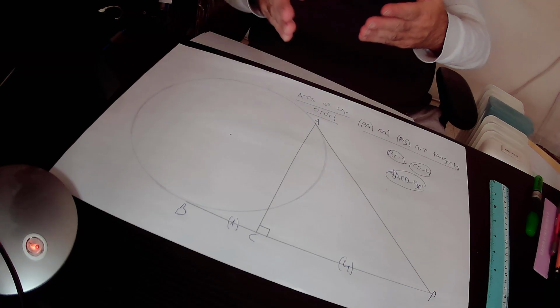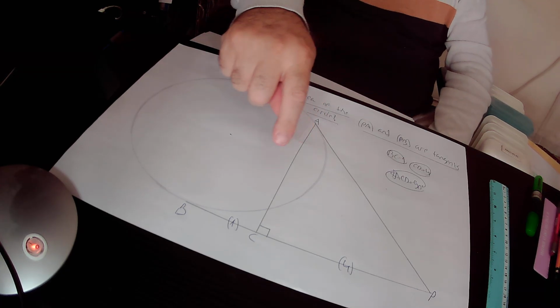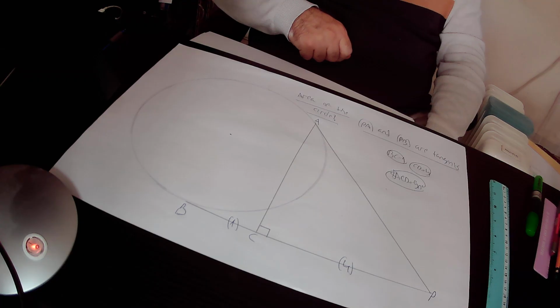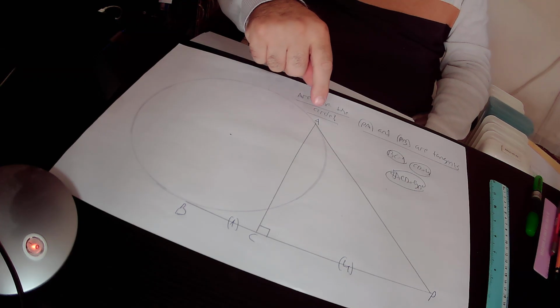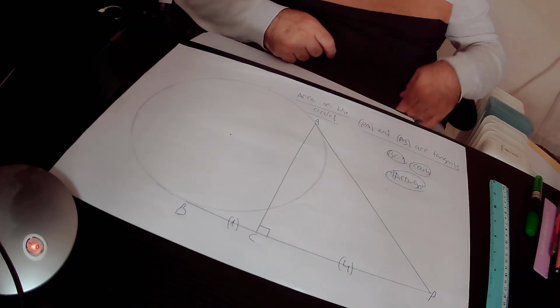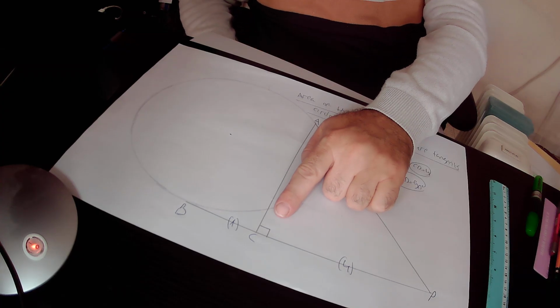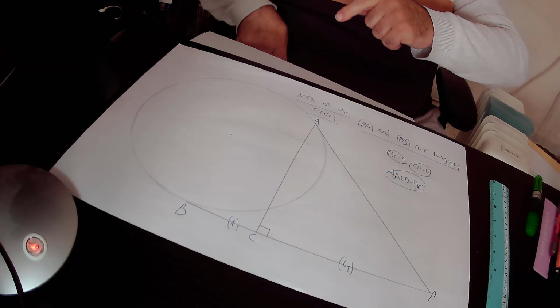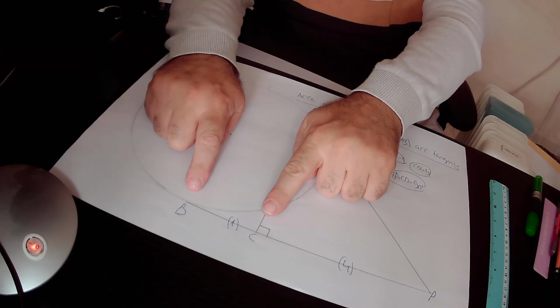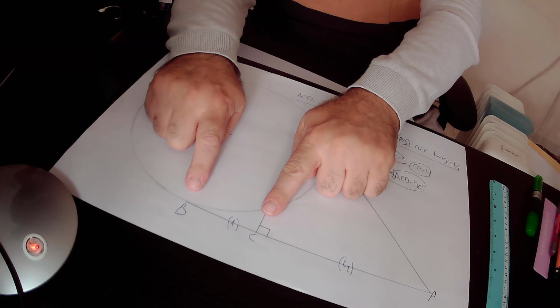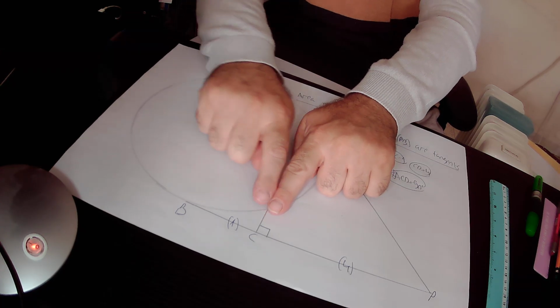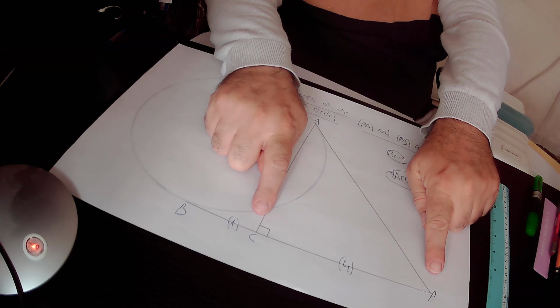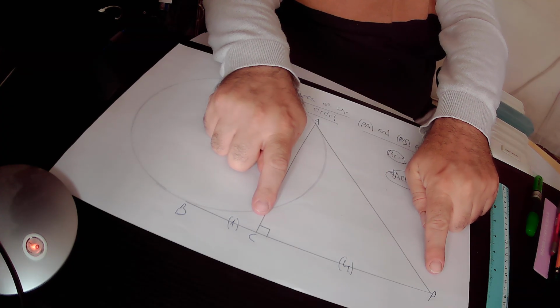Our task in this second question is to find the area of this circle that intersects with this right triangle ACP. This is angle ACP, this is the right angle. This is line segment BC, which equals 1 unit in length. This is line segment PC, which equals 4 units in length.